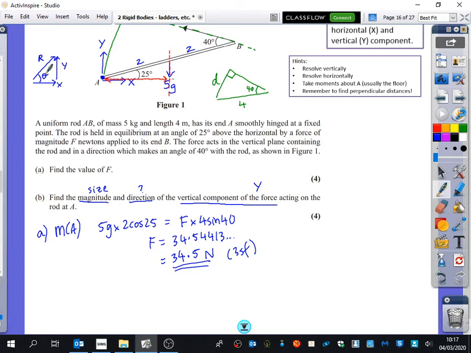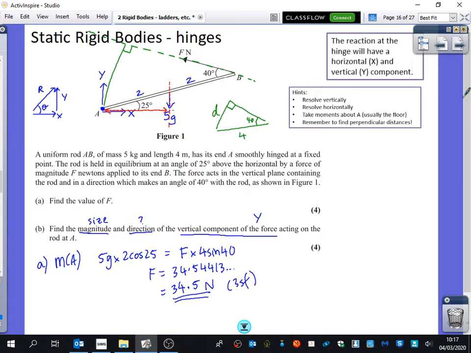Good. Negative or positive? Is the reaction force going upwards, or is the reaction force going downwards? Now, how on earth could the reaction force be going downwards? Just have a think about what's happening here. What could you tell me that might mean that the reaction force is going downwards? Yeah, it's being pulled up. If this F force was really, really big and you were yanking it up from the floor, you would be pulling against the hinge, and so the hinge would be pulling downwards on it. The hinge would be tugging at the rod, okay?